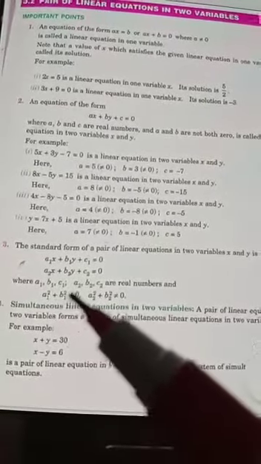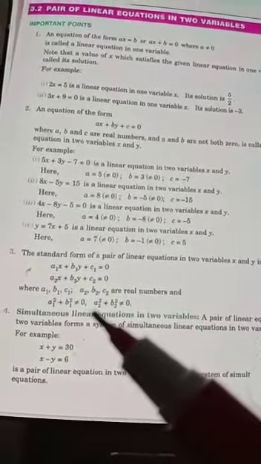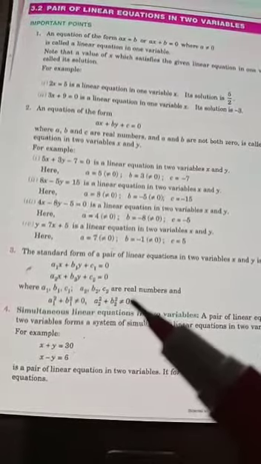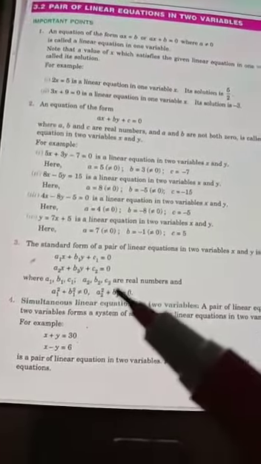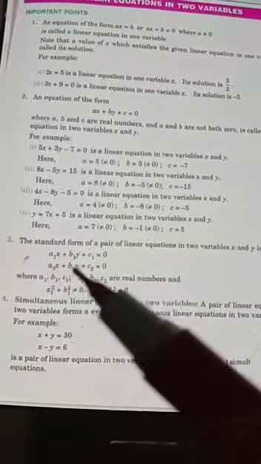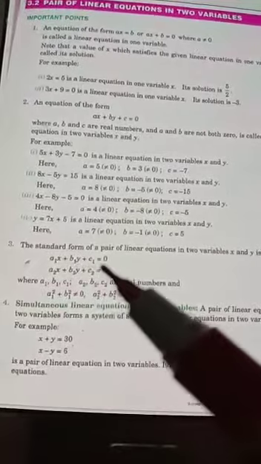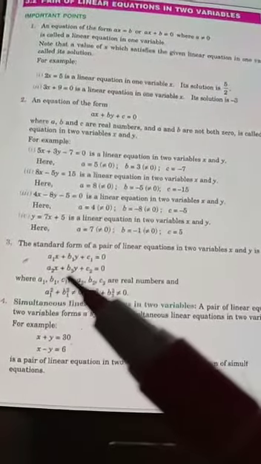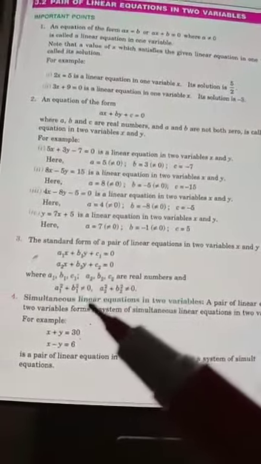a1 square + b1 square not equal to 0, a2 square + b2 square also not equal to 0. If we have to show any two linear equations in standard form, then we will show them in this form: a1x + b1y + c1 = 0, a2x + b2y + c2 = 0.